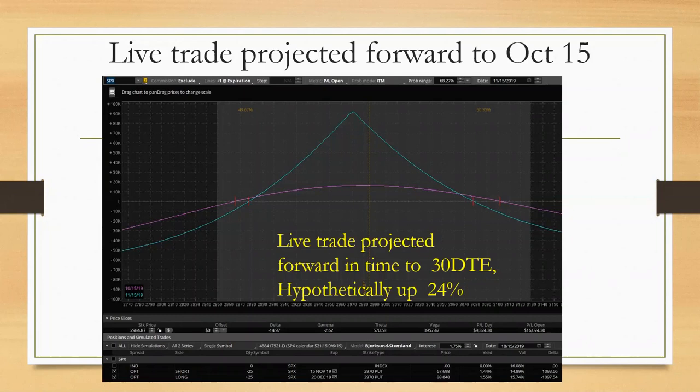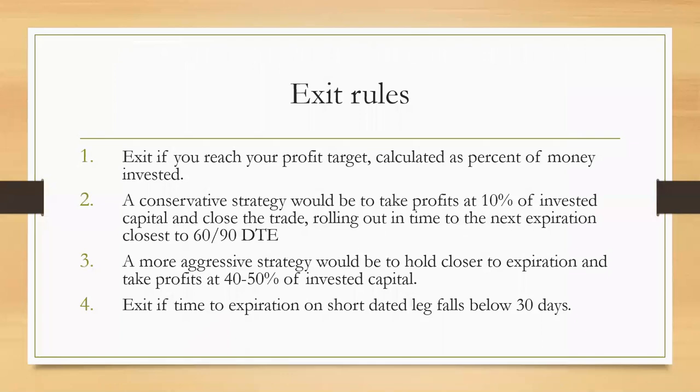So anyway, exit rules: exit if you reach your profit target. Okay, so we talked about profit targets. A conservative strategy would be to take profits at 10% of invested capital, close the trade, and roll out further in time. That would be the most conservative approach. I'm taking a little bit more aggressive approach and letting things run a bit longer.